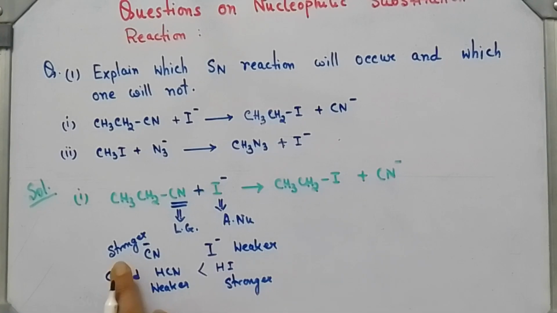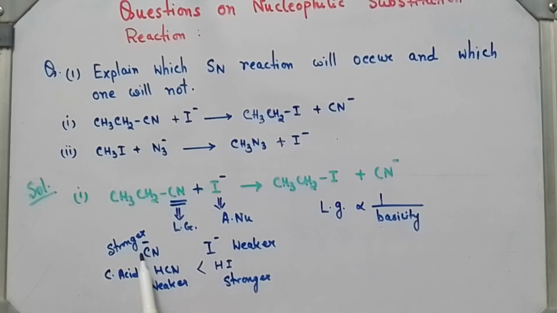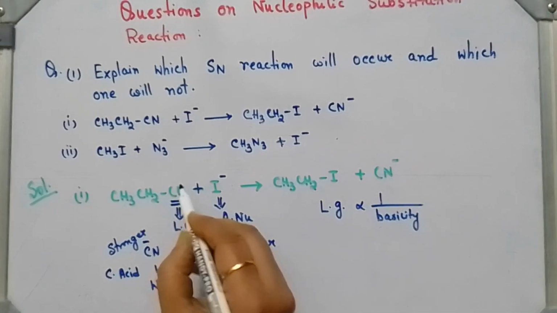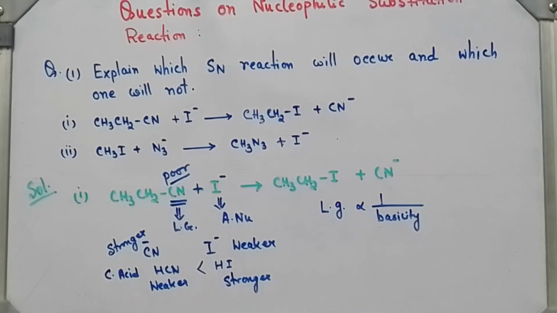Here corresponding base is stronger because HCN is weaker acid. So this is stronger base. So cyanide is stronger base than I minus. We know leaving group property is inversely proportional to basicity. If cyanide is stronger base, then it is poor leaving group. So cyanide here is poor leaving group. Therefore, this reaction is not possible. To make it possible, what we have to do here, we have to use a better leaving group. Since cyanide is poor leaving group, so this substitution reaction is not possible.